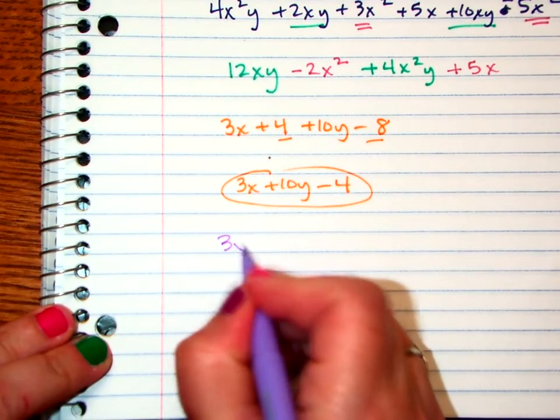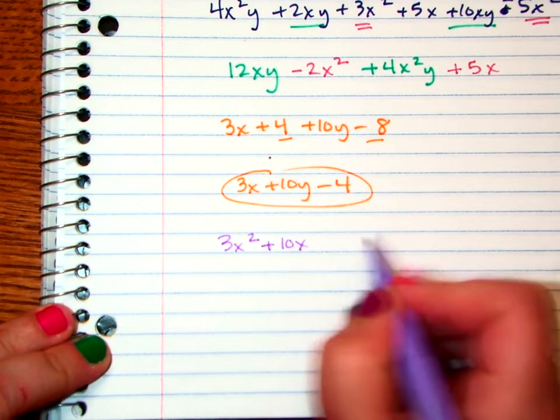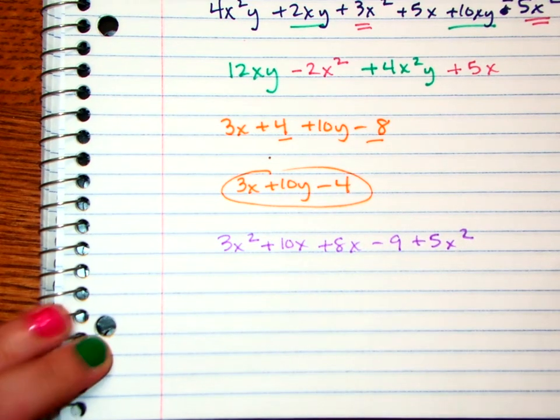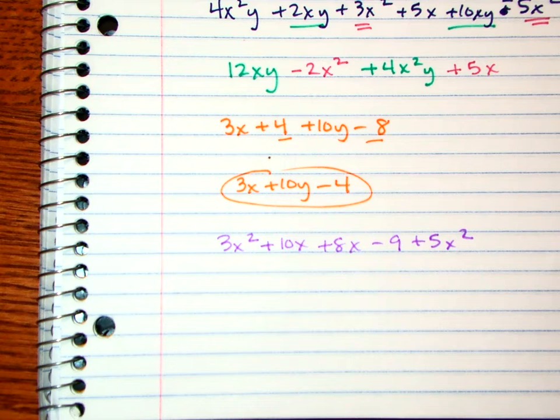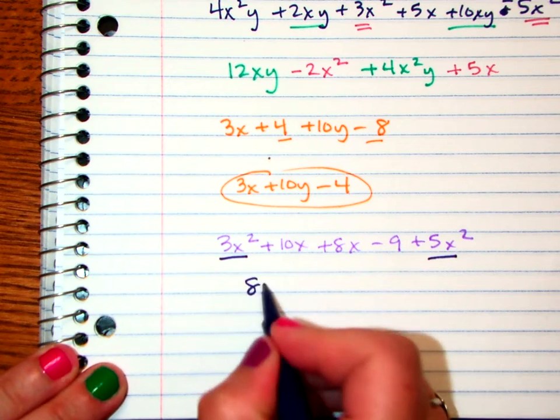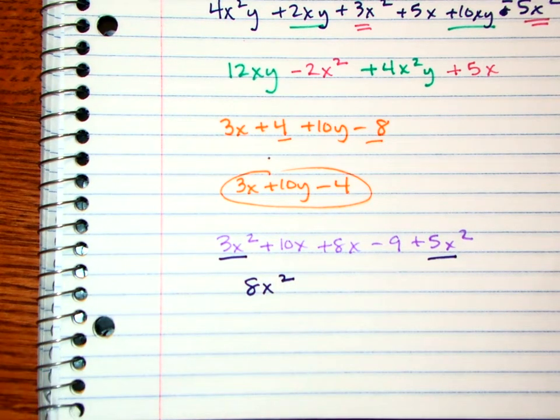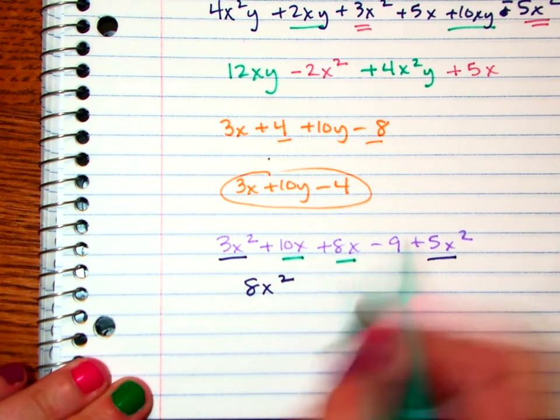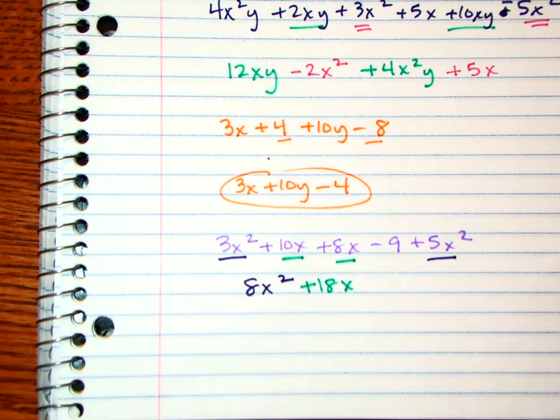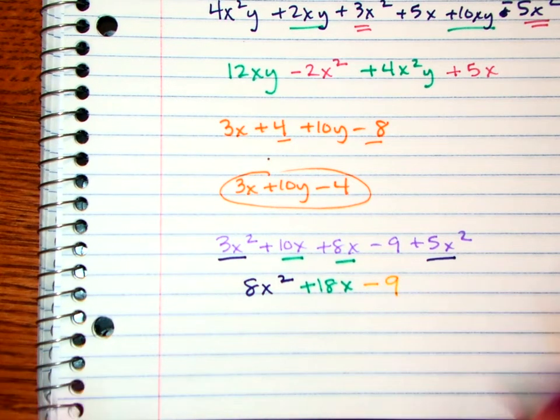So one more example of combining like terms in a polynomial. So something like 3x squared plus 10x plus 8x minus 9 plus 5x squared. So what can I combine here? And on this one, I can combine my two x squared terms. So the 3x squared and the 5x squared gives me 8x squared. I can also combine the 10x and the 8x, giving me 18x. Okay, and I can't combine the 9 with anything, but I can write that 9. So then my simplified version would be 8x squared plus 18x minus 9.